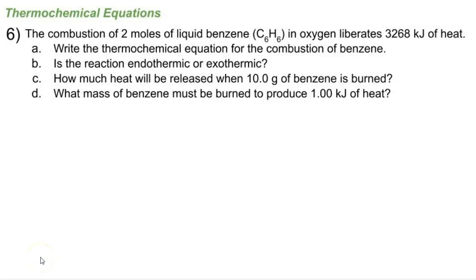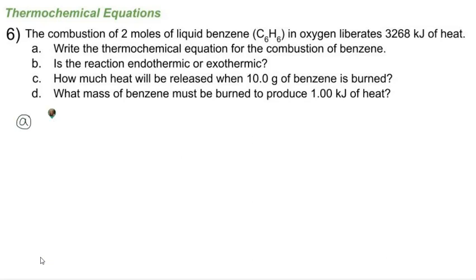Number 6 says the complete combustion of 2 moles of liquid benzene, C6H6, in oxygen liberates 3268 kilojoules of heat. It first asks us to write the thermochemical equation for the combustion of benzene. So all this is really writing the chemical reaction with the delta H value.